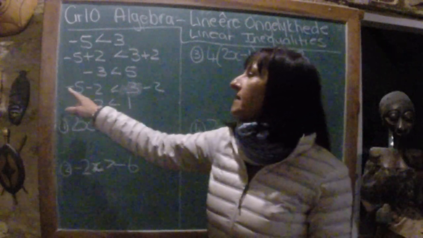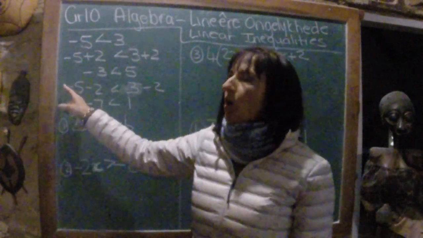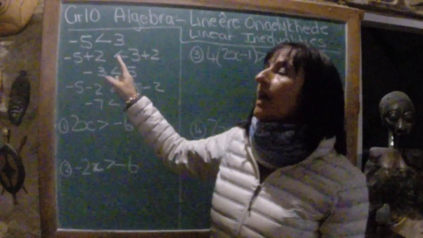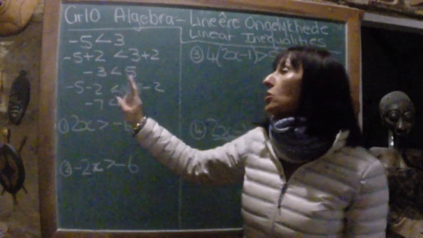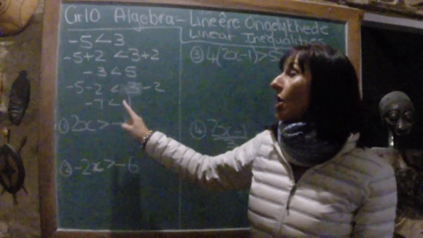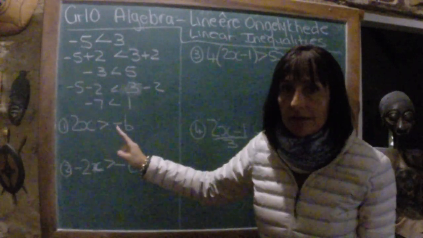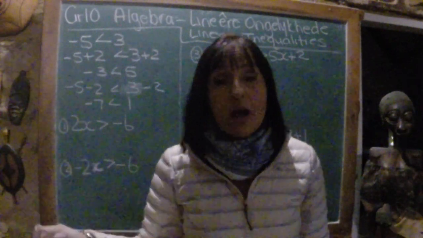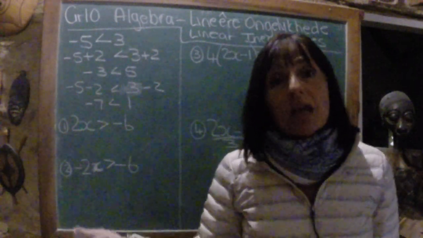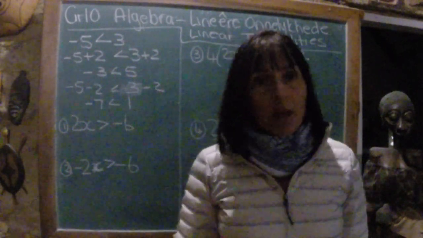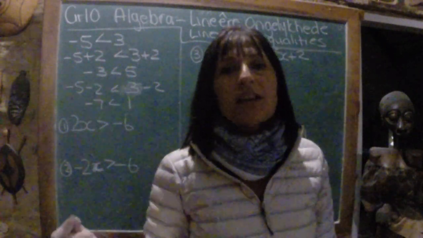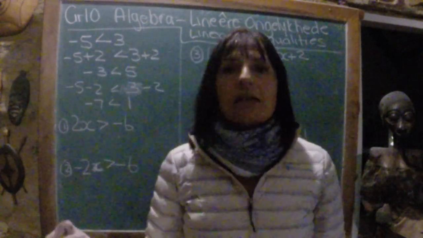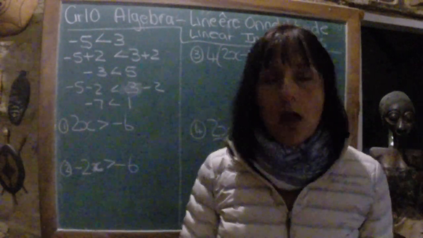Let's see what happens if we subtract. When we subtract 2 on both sides, it's still true because minus 7 is still smaller than 1. So when you do the same thing on both sides of an inequality, it will still be true. As ons presies dieselfde ding doen aan beide kante van 'n ongelykheid, sal dit steeds waar bly.